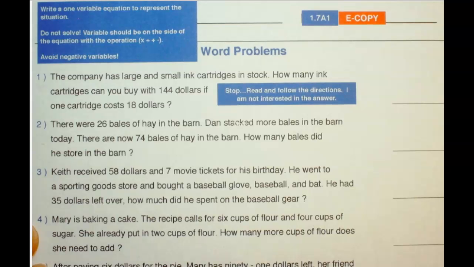Hello, this is a tutorial on 1.7a1. The difficult part about this is actually reading the directions. Most kids won't read them, so let's read them.